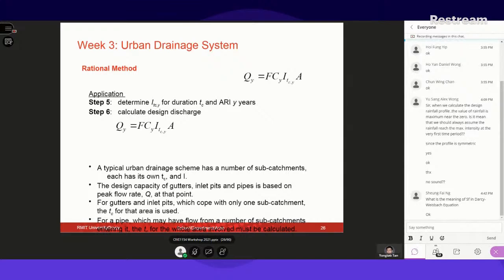Means, for example, we may have 2 or 3 subcatchments. For each catchment, the area will be different, so the concentration time will be different, so the I will be different. So the design capacity of the gutter, inlet, pit, and pipe is based on the peak flow.